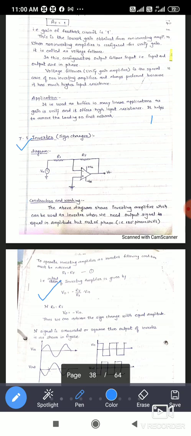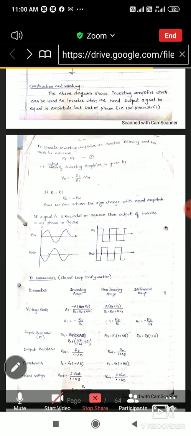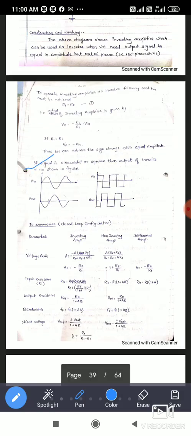If you are keeping them the same, then you can get the same magnitude between input and output, but 180 degree phase shifted. So that is explained with the help of waveform here. You can understand those waveforms. So if the signal is sinusoidal or square wave, then the output of the inverter follows.